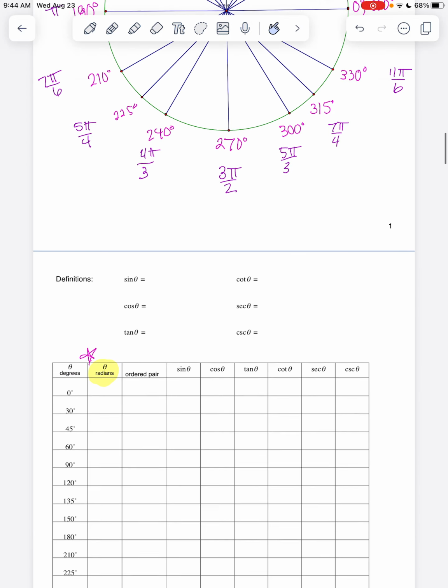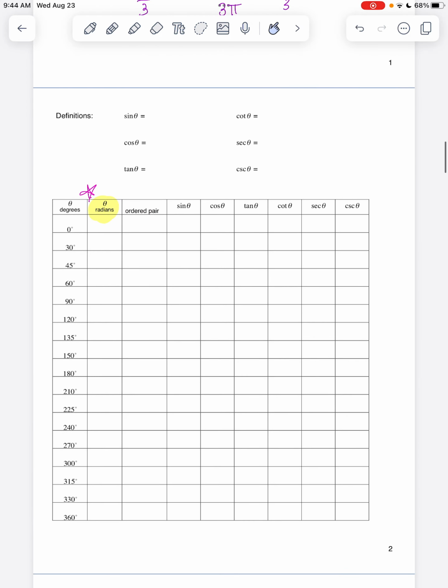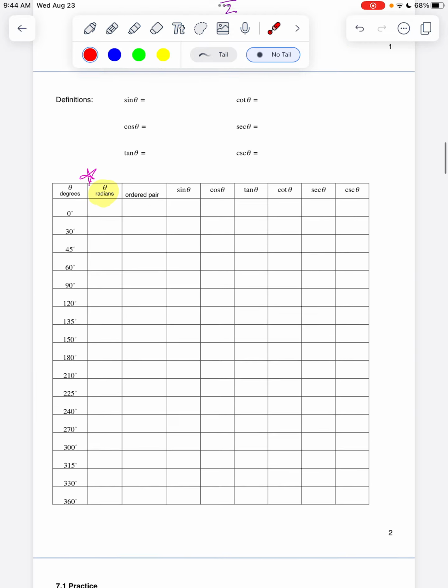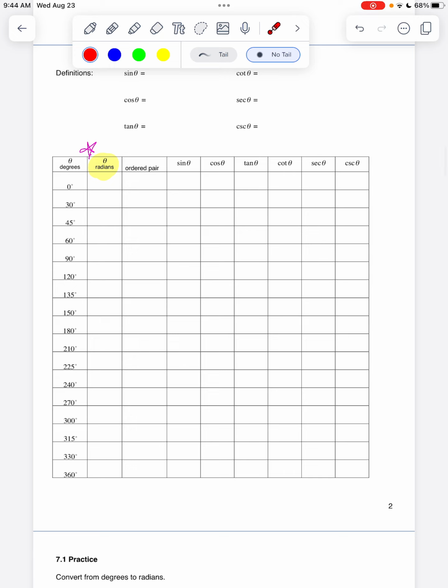All right, last but not least, just try filling out this portion right over here, this radian part, given our degrees, our theta, into getting our radians. Try filling it out without referring back to page 1 and without using conversions. So now we want to ditch the conversion factors and just try memorizing this for our quiz on Friday.